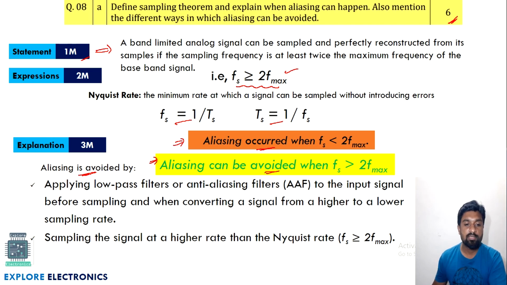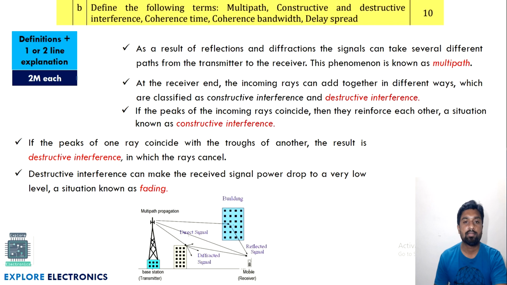With that, when it is avoided, a low pass filter or the anti-aliasing filter needs to be used, and also the sampling frequency should be Fs greater than 2 Fmax. This much is required here. And the next question is: explain the following terms: multipath, constructive and destructive interference, coherence time, coherence bandwidth, delay spread. Here 1, 2, 3, 4, 5, 6 concepts are there. We need to define those. Define in the sense, we just need to write what is multipath, what is constructive interference, what is destructive interference.